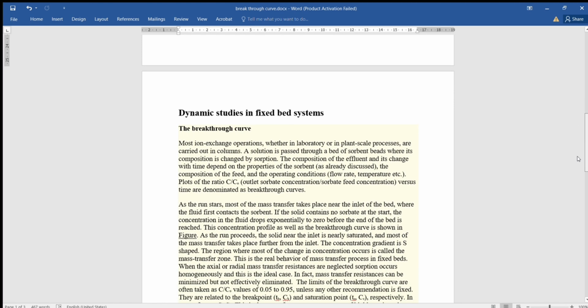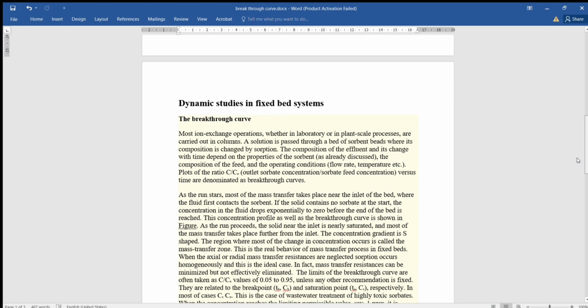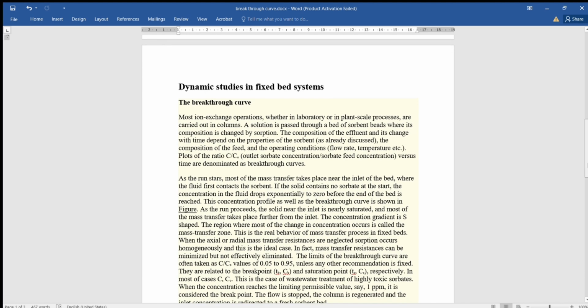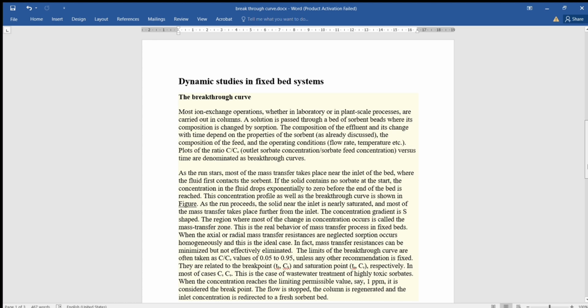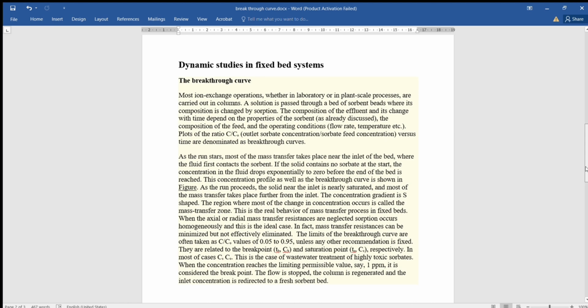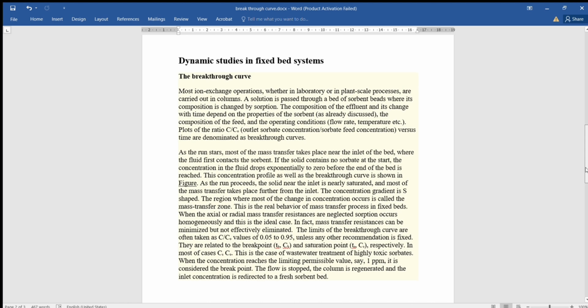Most of the ion exchange operations, whether in laboratory or plant scale processes, are carried out in columns. So a solution will be passed through a bed of adsorbent, where the composition is changed by adsorption. The composition of the effluent and its change with time depend on the properties of the adsorbent that we are going to use, and also the composition of the feed, the operating conditions, the flow rate, and the temperature, as you saw in my last video.